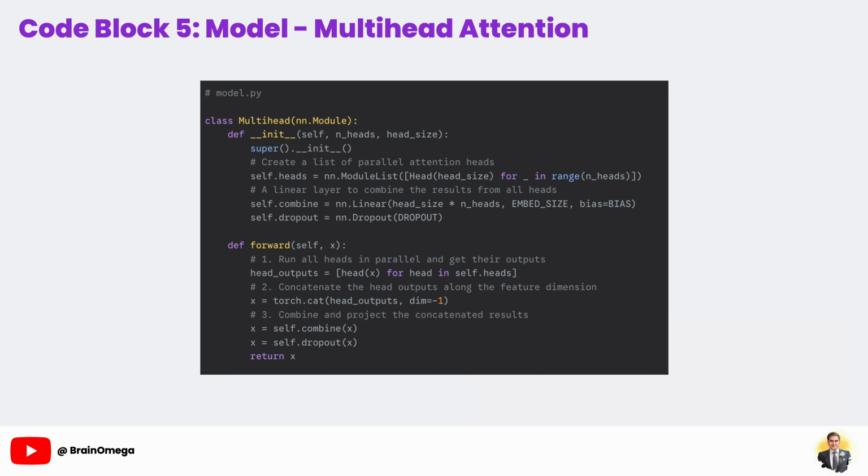The multi-head class simply creates a list of our head modules and runs them all in parallel on the same input. In the forward method, you can see we get a list of outputs, one from each head. Each head has focused on something different. We then torch.cat them together, effectively lining up all the specialist reports side by side. This concatenated result is now very rich, but it's also very wide. So we use a final combine linear layer to project it back down to our model's standard embedding size. We've successfully gathered information from multiple perspectives and fused it into a single powerful representation.